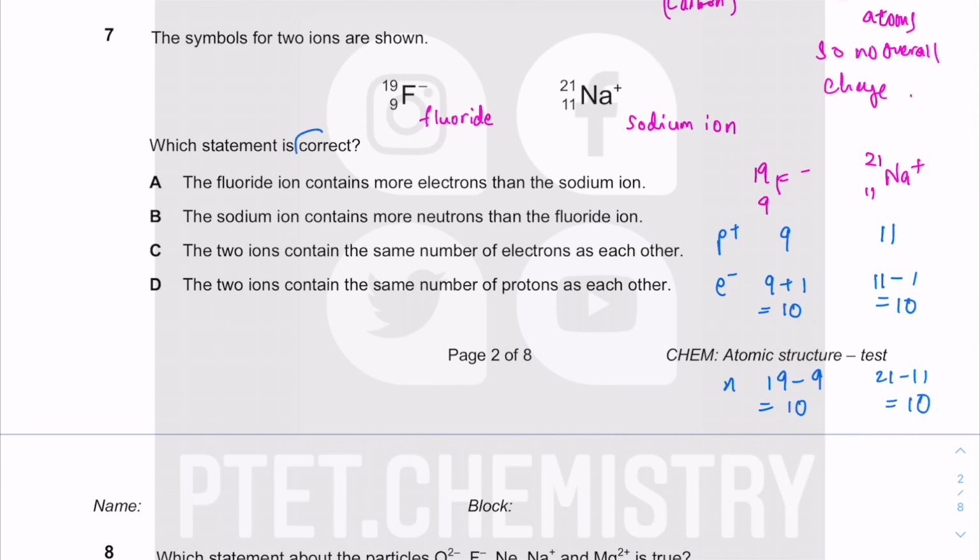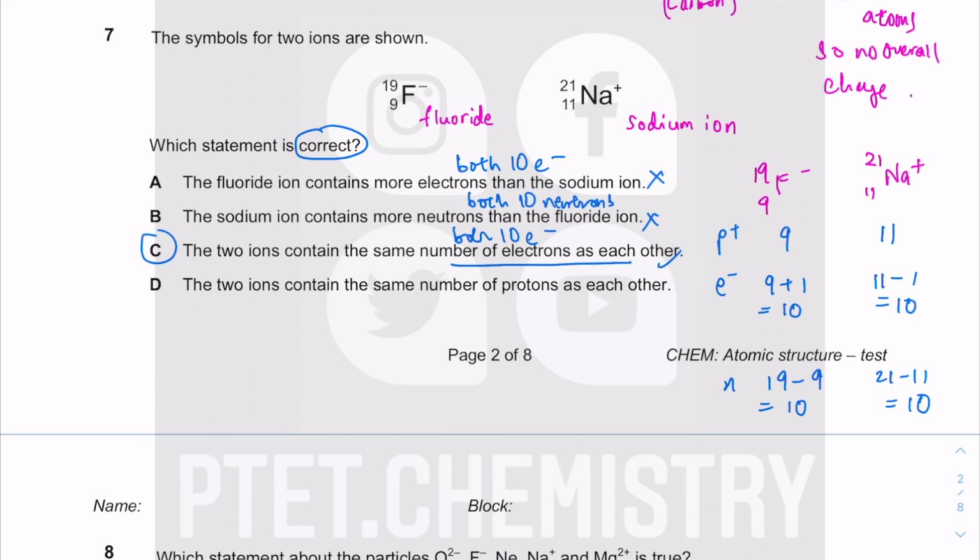So which statement is correct? The fluoride ion contains more electrons than the sodium ion is incorrect. Both have 10 electrons. The sodium ion contains more neutrons than the fluoride ion is incorrect. Both have 10 neutrons, as I have shown you in the calculation. The two ions have the same number of electrons as each other. That is correct. Both have 10 electrons.